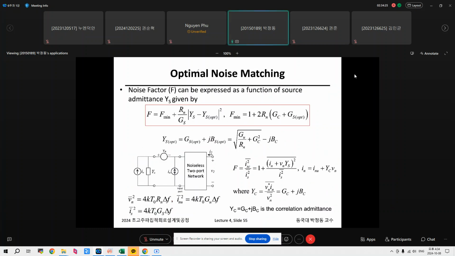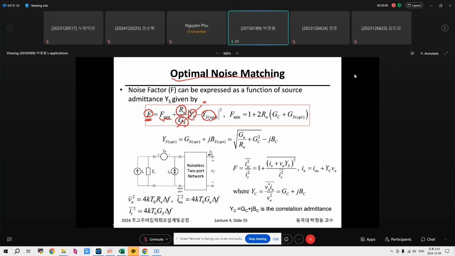When you consider the noise in the MOSFET, you typically approach it in this way. This is the noise factor. This is the minimum noise factor. This is the equivalent noise resistor. This is the source conductance. This is the source admittance. This is the optimum source admittance. Therefore, if the source admittance equals the optimum source admittance, then this term becomes 0, so the noise factor becomes the minimum noise factor.